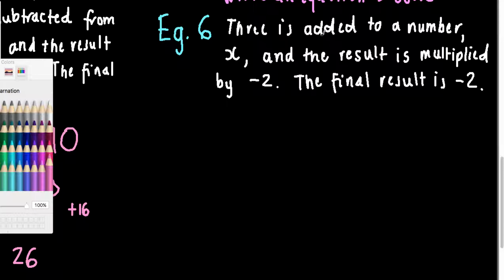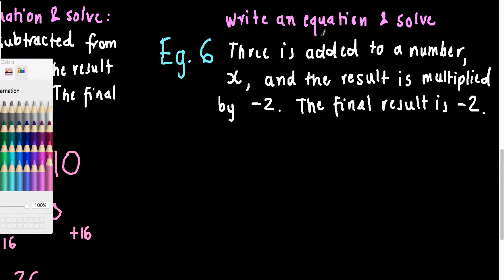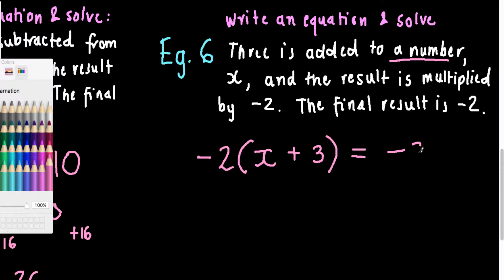Final one now, just another worded one so that you've got another chance to practice that. 3 is added to a number, and we're told here that that number is x. I was going to use x anyway, but if it had told me that that number is going to be called y, then I would use y in my equation. 3 is added to that, so I'll put plus 3. And the result is multiplied by negative 2. The result of this bit is multiplied by negative 2. The final result, so all of that calculation, all up, is equal to negative 2 as well.